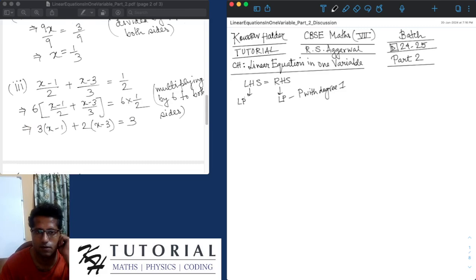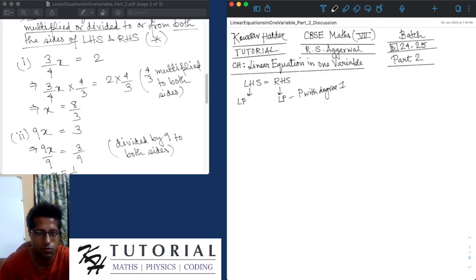Another example, the third one, is that we have the equation (x minus 1) by 2 plus (x minus 3) by 3 equals half. Now we are multiplying both the LHS and the RHS by the number 6. Why number 6, we will discuss while solving problems. So we get 3 into (x minus 1) plus 2 into (x minus 3) on the LHS, and the RHS becomes 3, since 6 multiplied by half is 3. So the equation becomes 3 into (x minus 1) plus 2 into (x minus 3) equals 3.